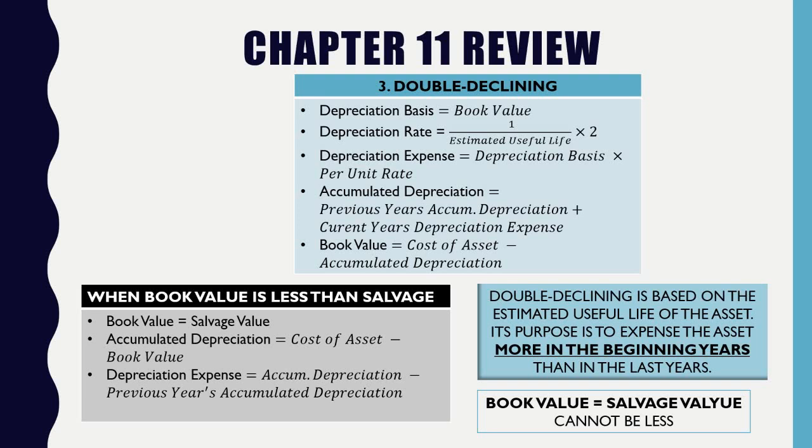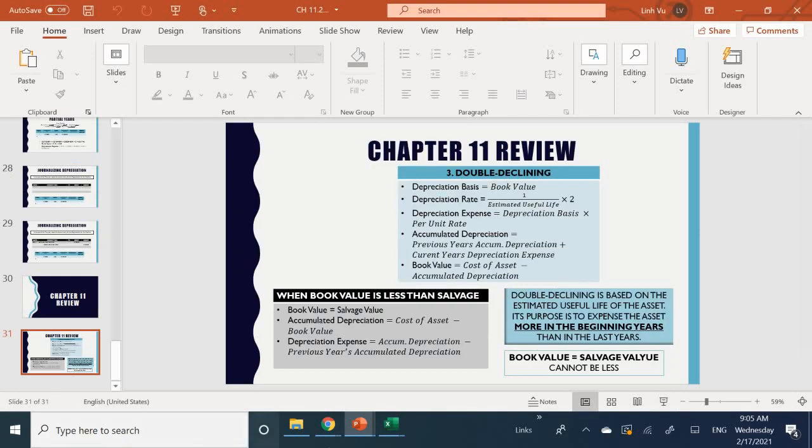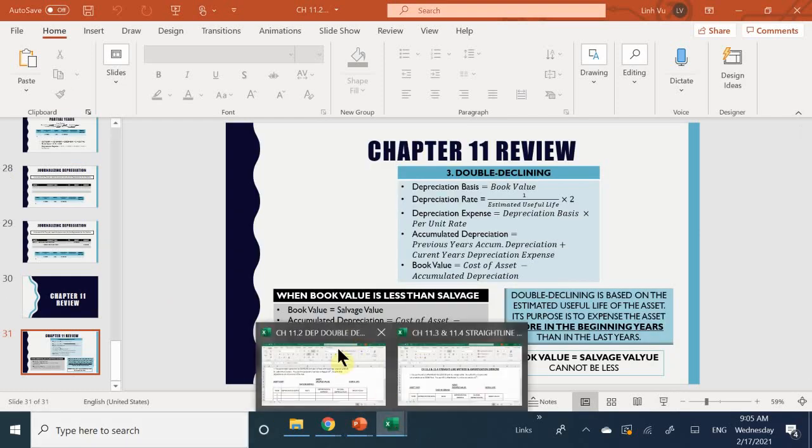Okay? So once your book value falls below salvage value, you're going to have to work the formula backwards. And of course, again, the definition of it is when you choose to use the asset more in the beginning of its life than later on. Okay? So let's go ahead and dive right into the exercise right here.